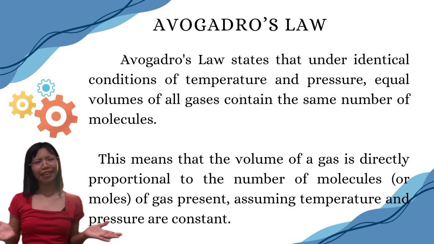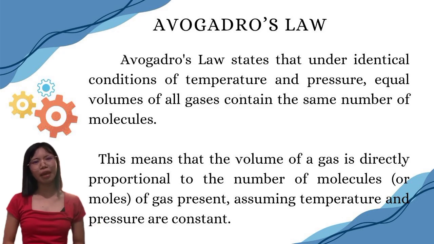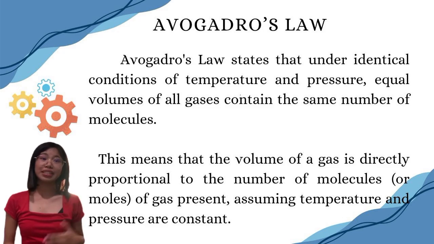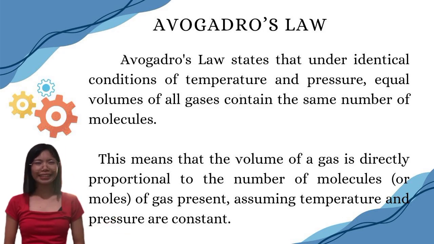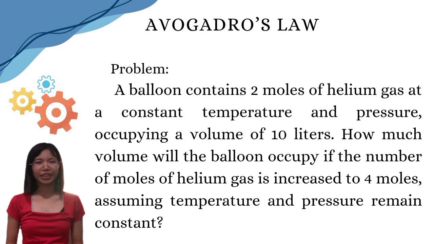Avogadro's law states that under identical conditions of temperature and pressure, equal volumes of all gases contain the same number of molecules. This means that the volume of a gas is directly proportional to the number of molecules, or what we call moles of a gas present, assuming temperature and pressure are constant, where V is the volume of the gas, n is the number of moles of gas, and k is a constant for a given temperature and pressure.